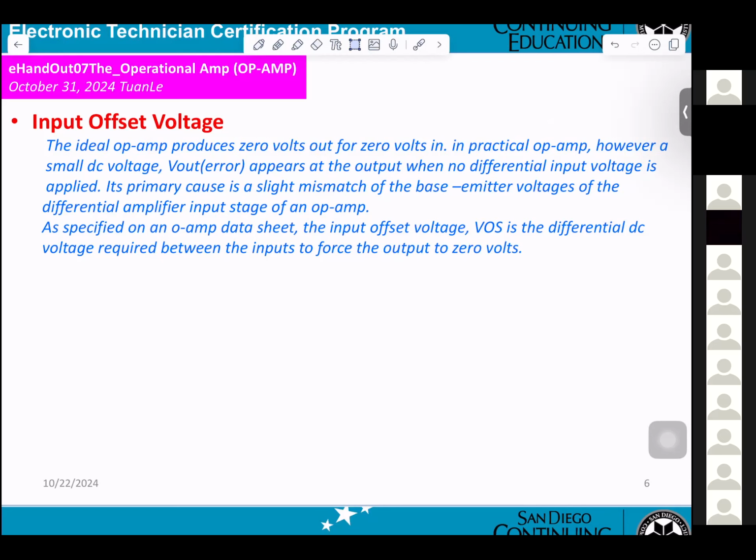to 0 volt. Okay, I can tell you one thing. Normally, if you connect both op-amp inputs to the ground, 0 volt, the output is supposed to be 0. However, it's not 0. You measure, you get 10 millivolt. That's a voltage you don't want. You want it 0, but it's not. That's what they call offset voltage.